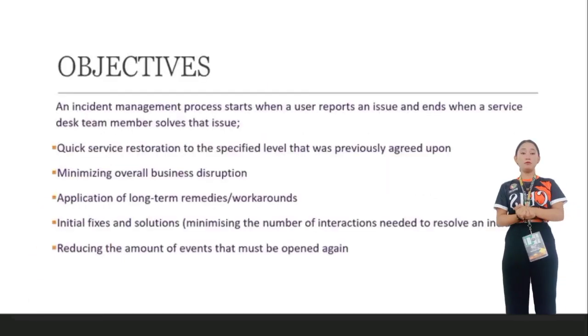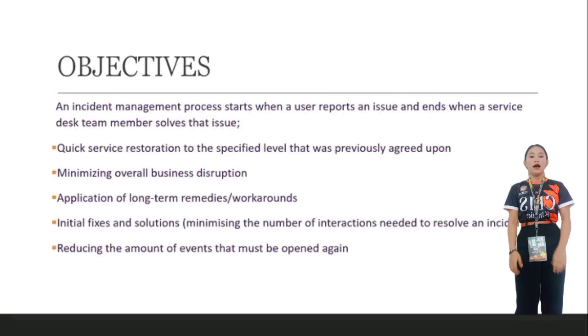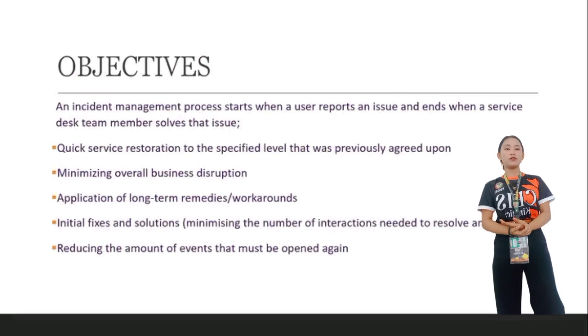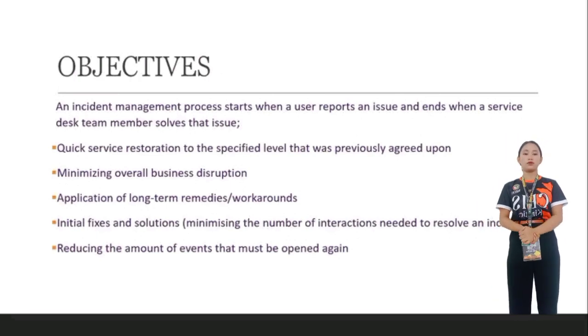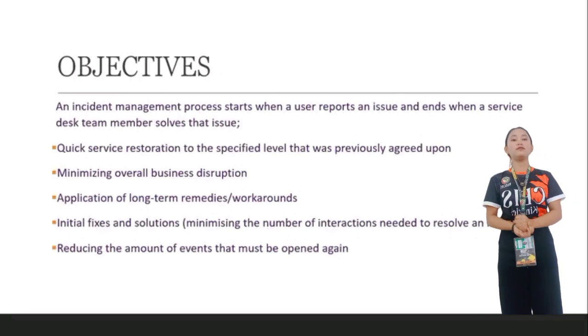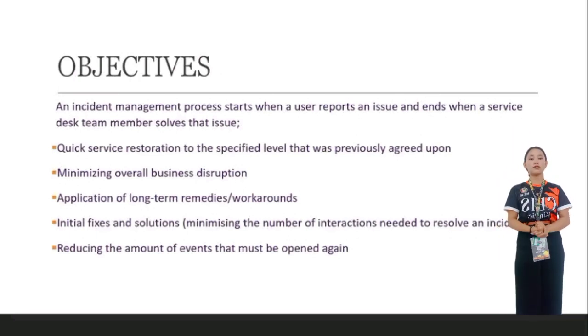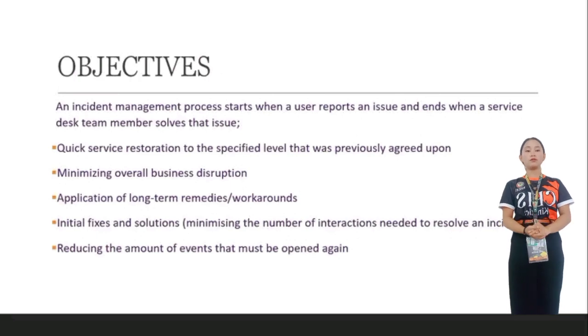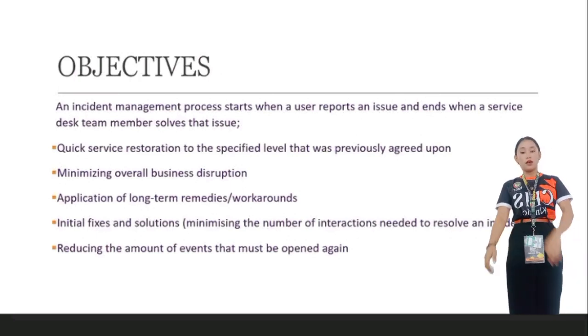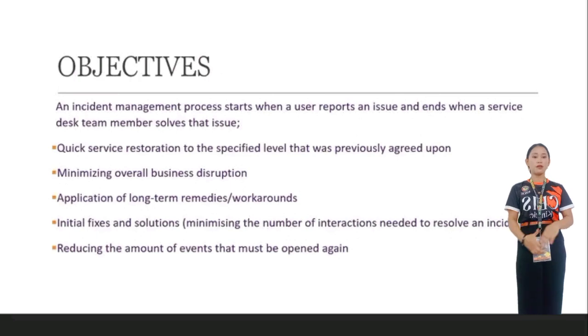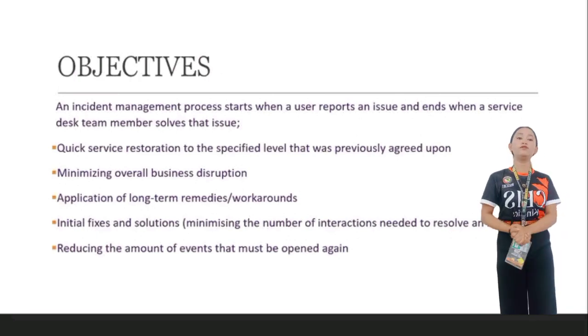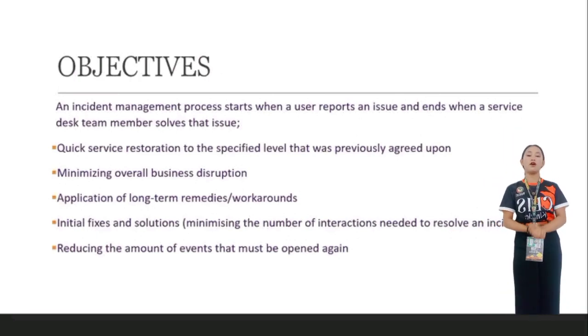So what are the objectives in incident management? An incident management process starts when a user reports an issue and ends when a service desk team member solves that issue. So first, quick service restoration to the specified levels that were previously agreed upon. Second, minimizing overall business disruptions. Third, application of long-term remedies or workarounds. Fourth, initial fixes and solutions, or minimizing the number of interactions needed to resolve an incident. And the last is reducing the number of events that must be opened again.